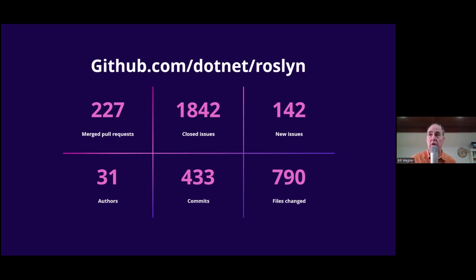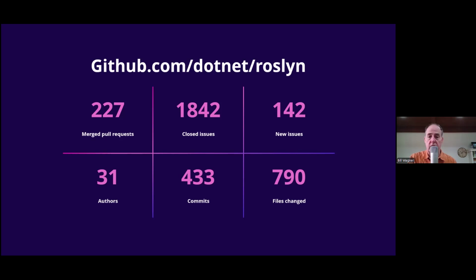31 different authors were working in this repo in different pull requests in different ways to start PRs. Of those 227 merged PRs, over 433 commits and over 790 files changed. Now that's already large enough.